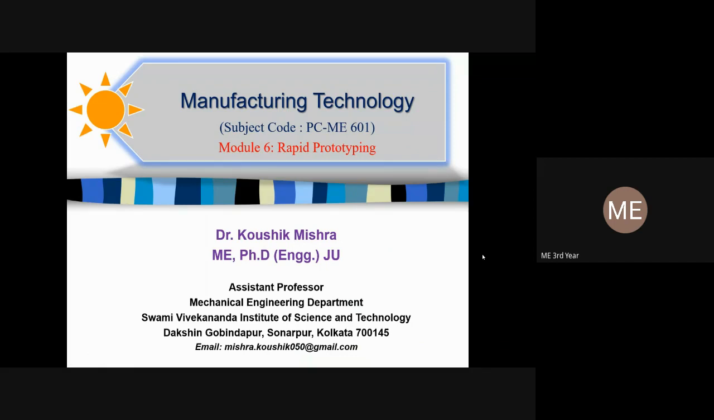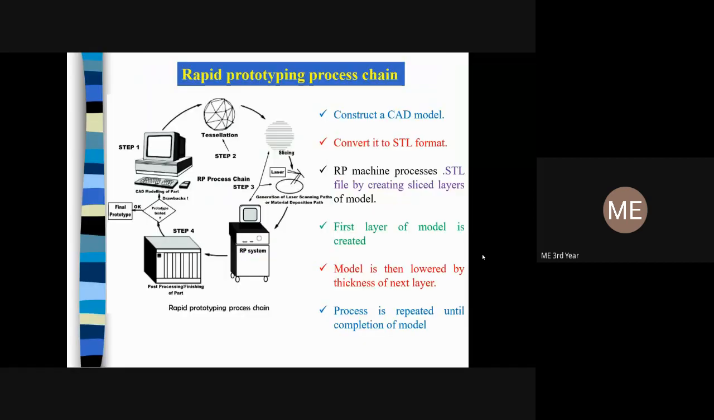Actually, in the first class we have discussed the basics: what the basics of rapid prototyping are, and what the advantages, disadvantages and applications of rapid prototyping techniques are. Now, the rapid prototyping process chain, that I have already discussed in the last class. So first, these are the steps actually. First, you have to construct one CAD model, then convert it to the STL format.